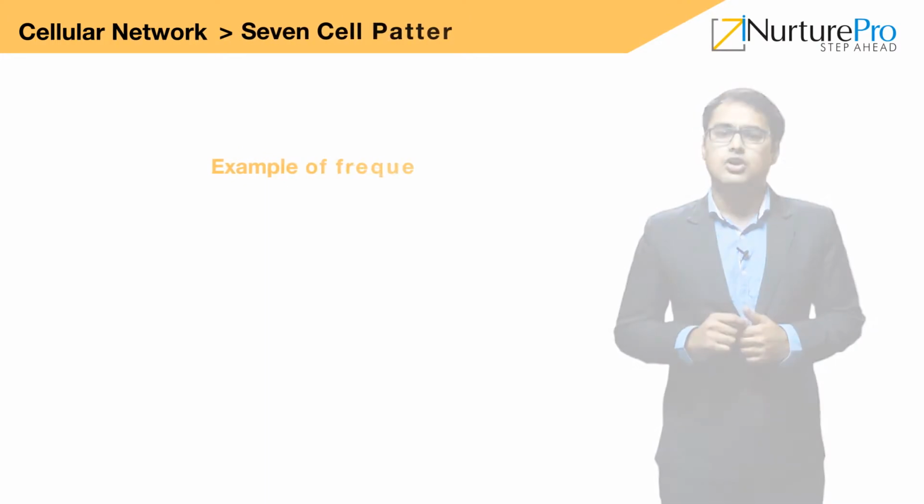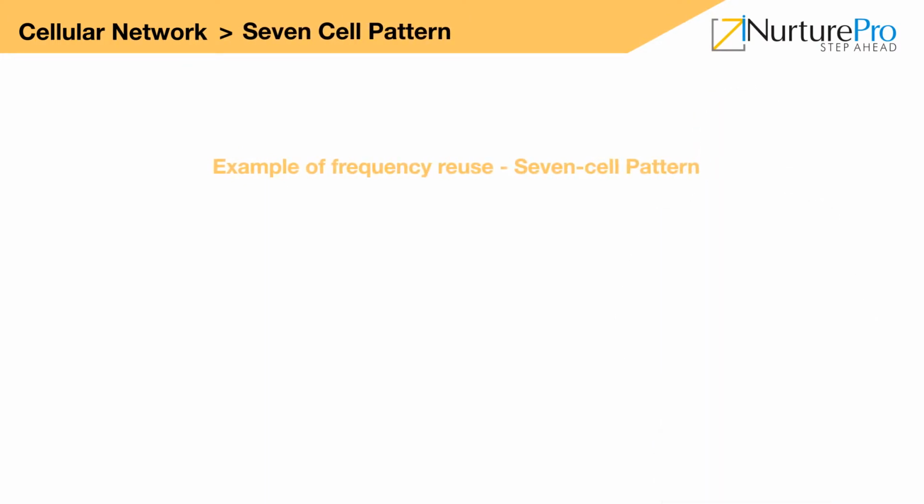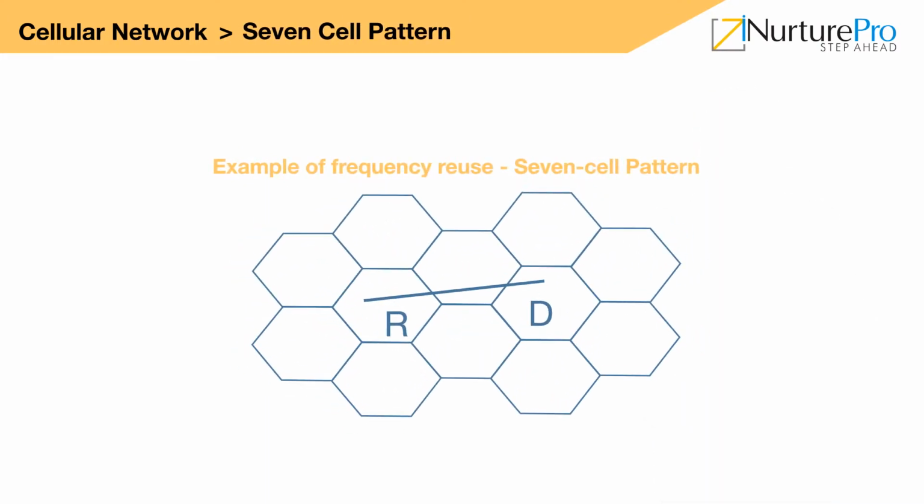A good example of frequency reuse is a 7-cell pattern. A 7-cell pattern can share the same frequency band if they are geographically separated from each other. Our total frequency resources are divided into 7 sections, and each section contains several radio channels assigned to a base station called a cell site.